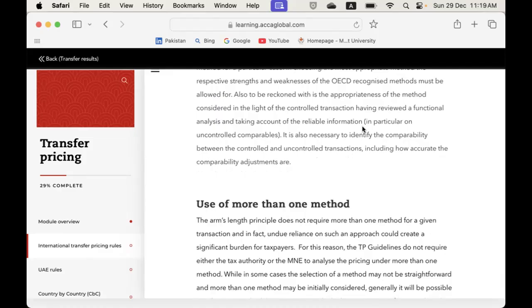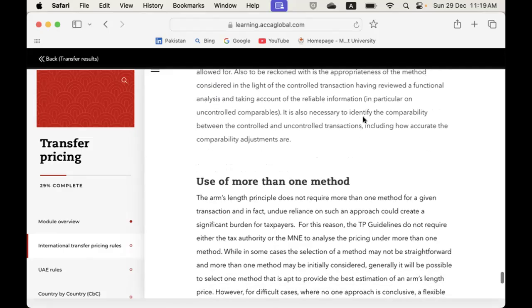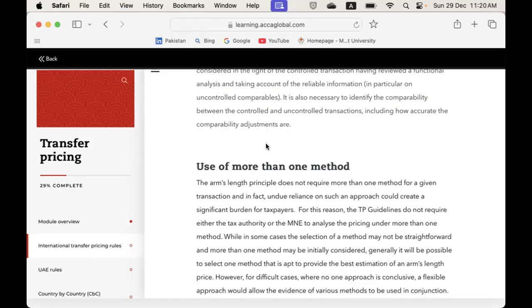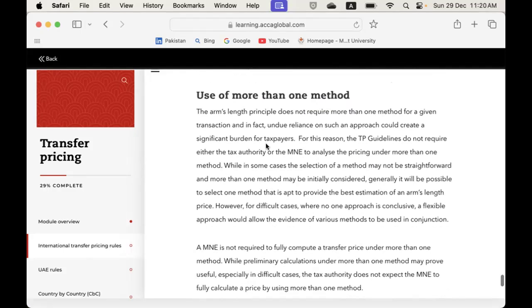So, naturally the same thing, we have to look at the functions and gather the relevant information, in particular on uncontrolled comparables, because uncontrolled means independent, open market. It is also necessary to identify the comparability between controlled and uncontrolled transactions, including how accurate the comparability adjustments are. So, once we have gathered comparable data for controlled and uncontrolled transactions, we can arrive at better, informed conclusions.